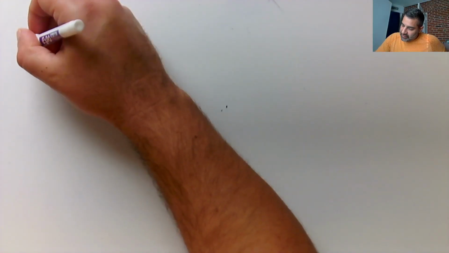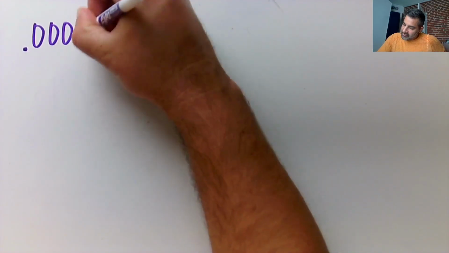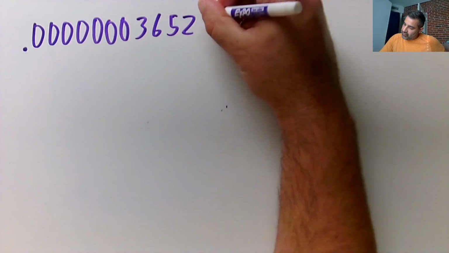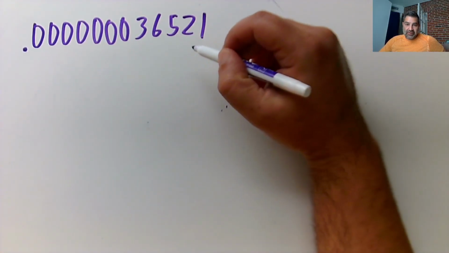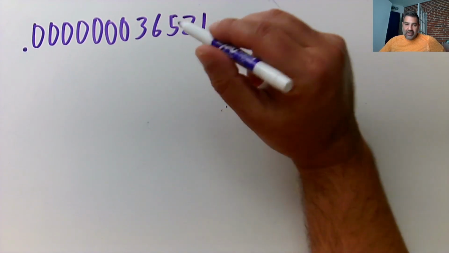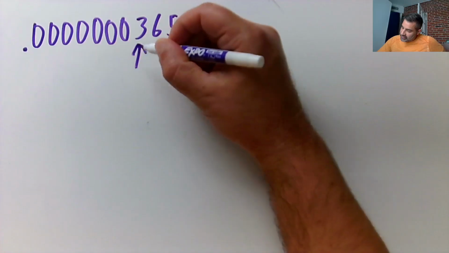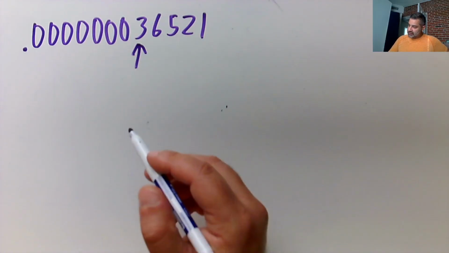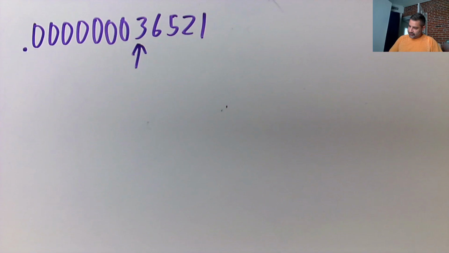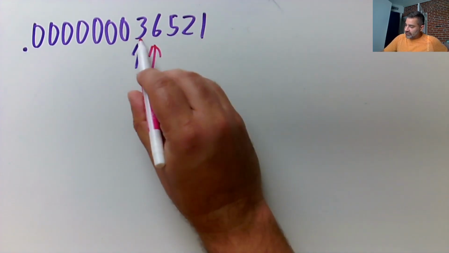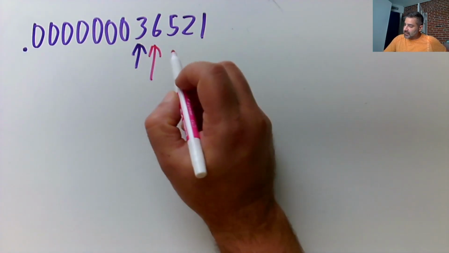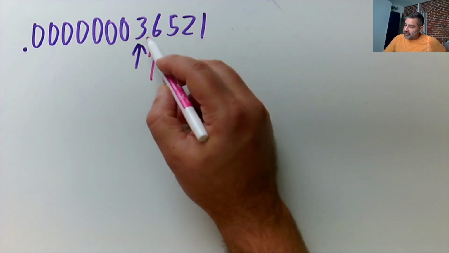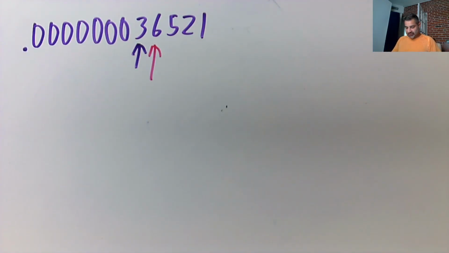Let's say we want to convert 0.0000003652 to scientific notation with only one decimal place. So we only want to use one significant digit. What we're going to do is look at the second number, the number right after the first non-zero number. If it's 5 or above, we're going to round up. If it's 4 or below, we round down. Since it's a 6, that's greater than 5.